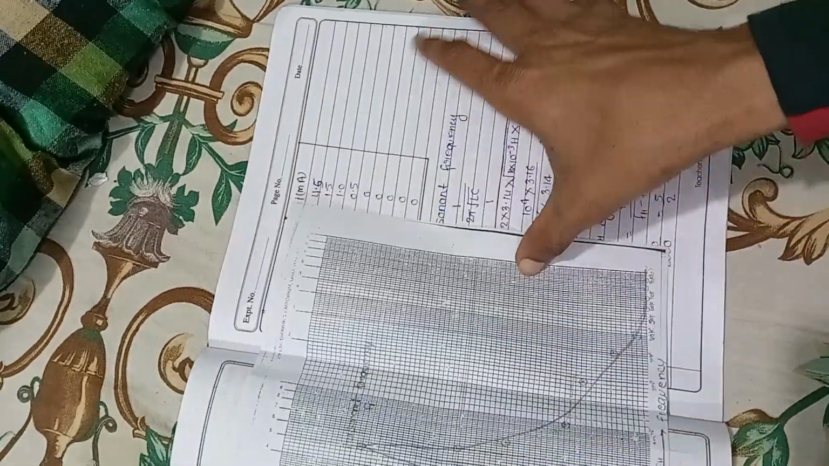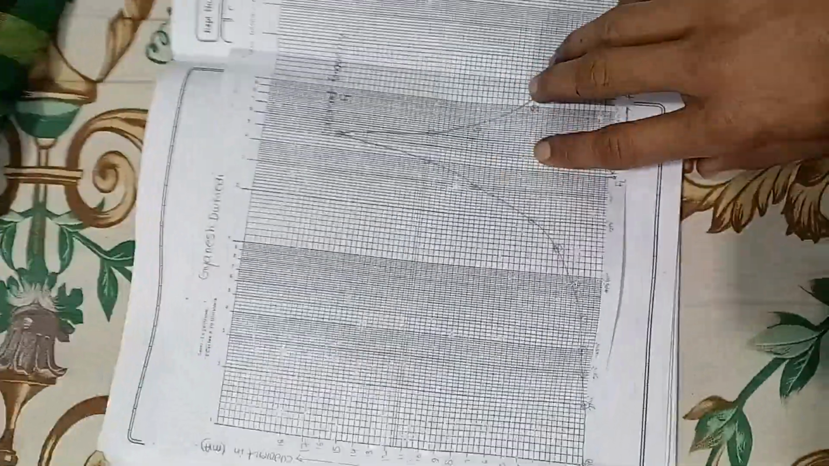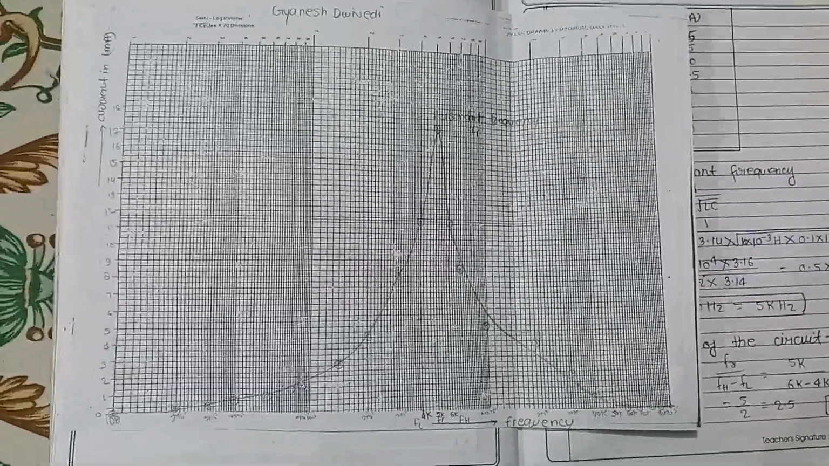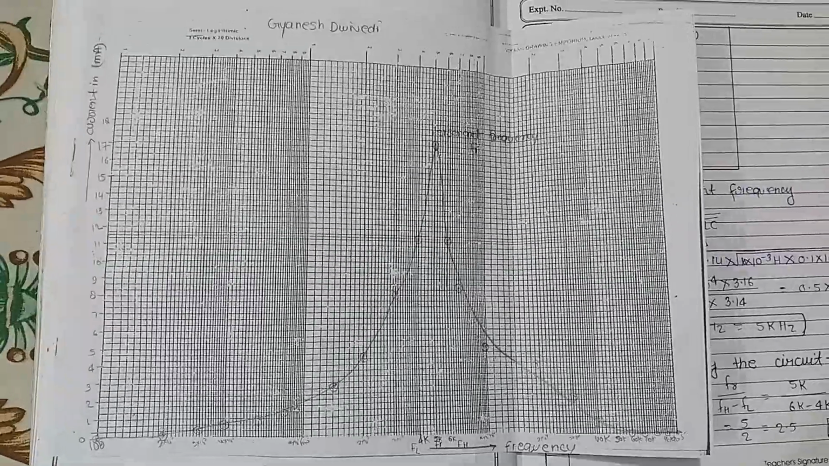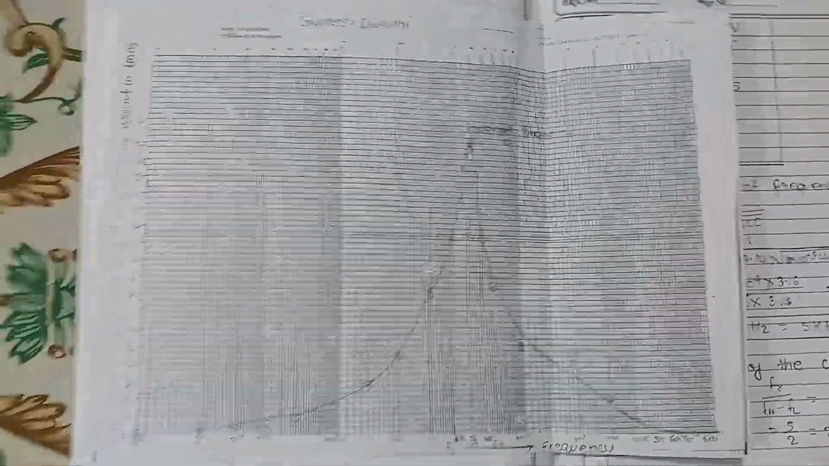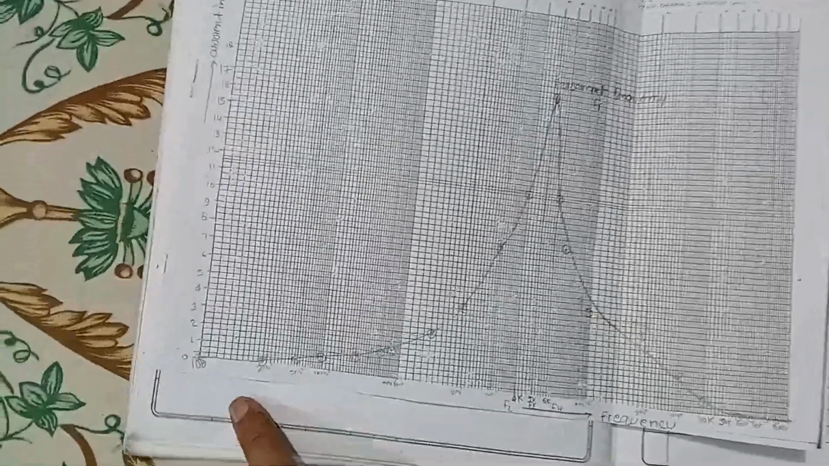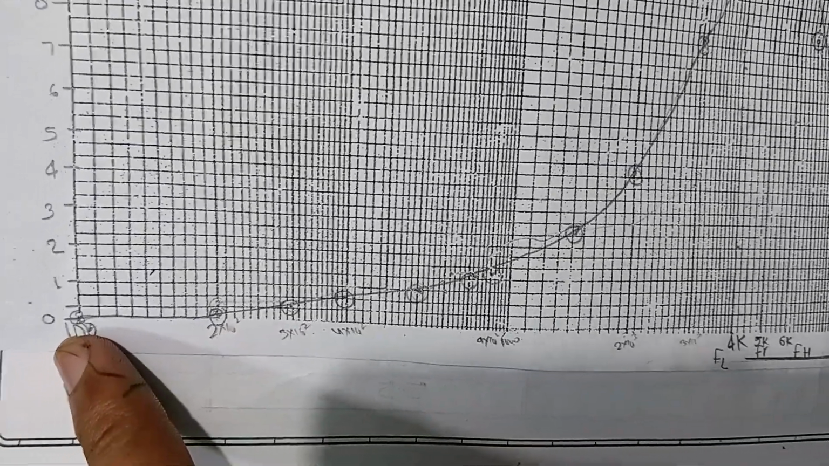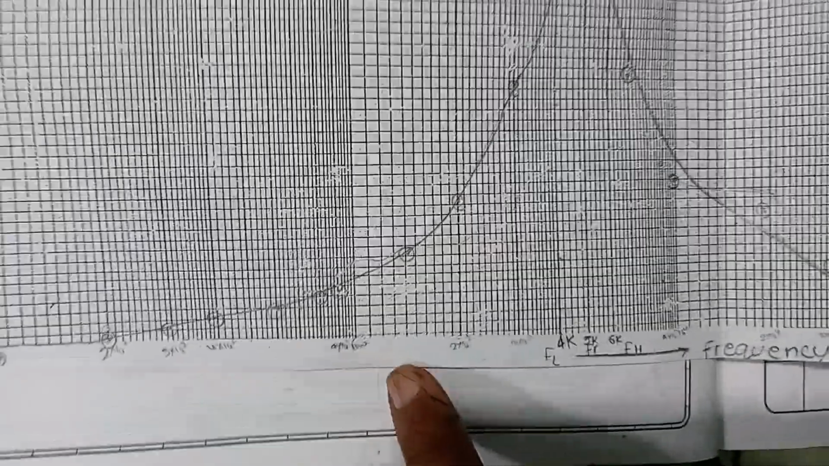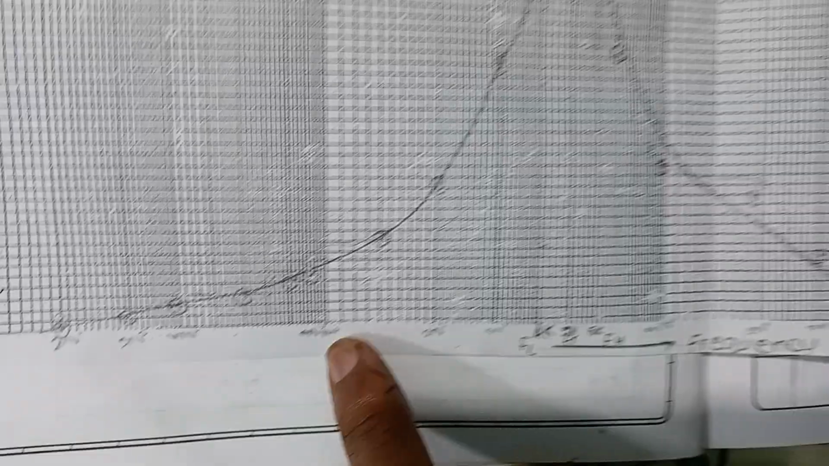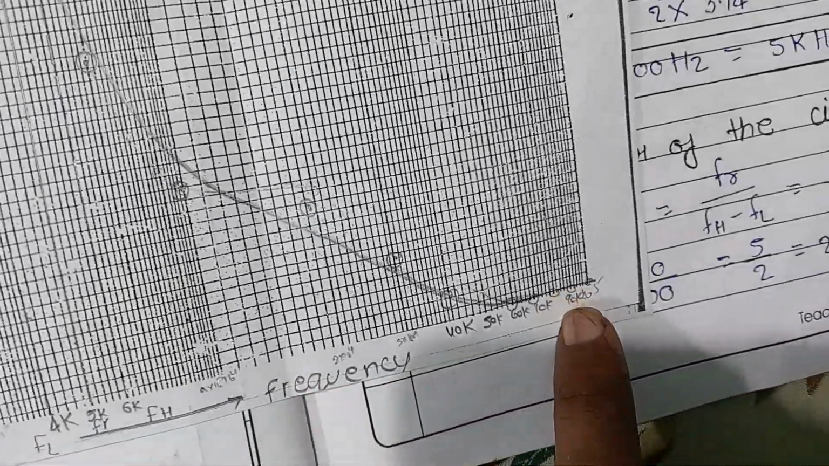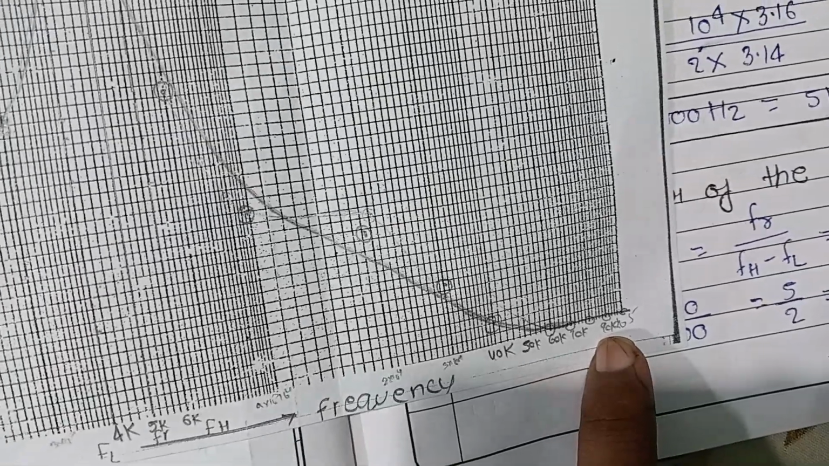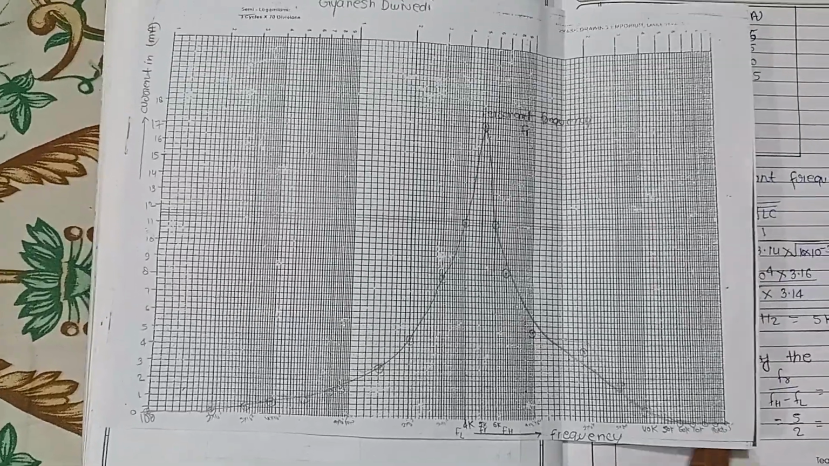Here is the graph, called a semi-logarithmic graph. A simple graph is not sufficient to draw this graph, because here you can see the frequency range starts from 100, then 1000, 10,000, and in the last 100,000, meaning 1 lakh. So this is the graph of this experiment.